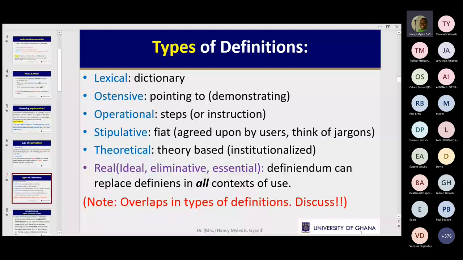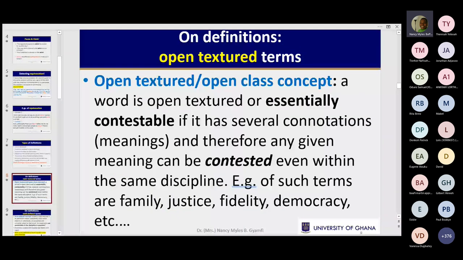So the point of a real definition, or an ideal definition, or an eliminative definition, or an essential definition, is to show you that their definiendums replace their definiends in every context of use. That takes us to the second part, or I think the third part, if you like, of our unit two.